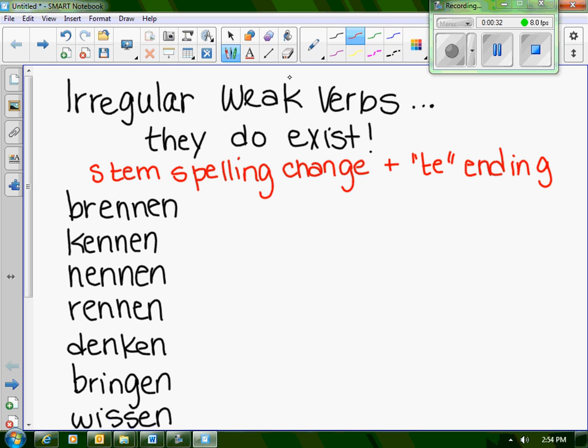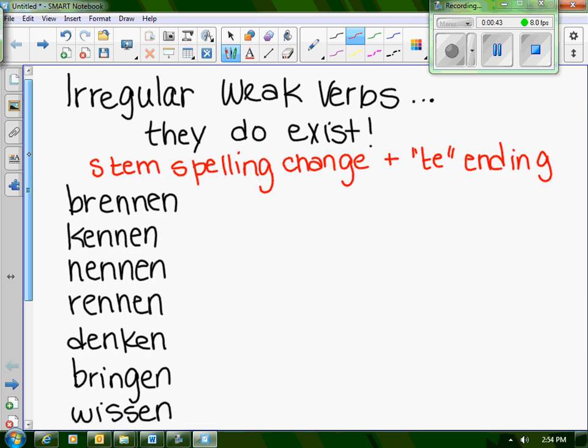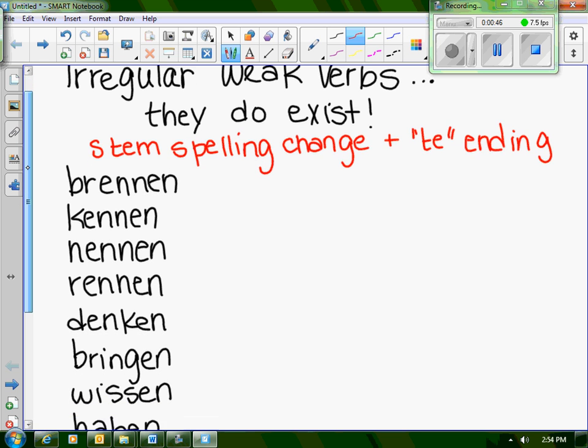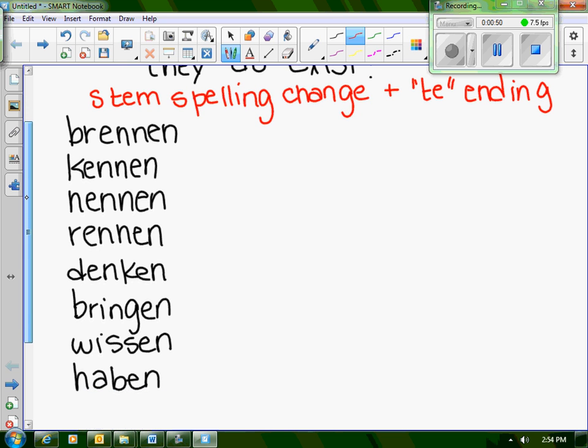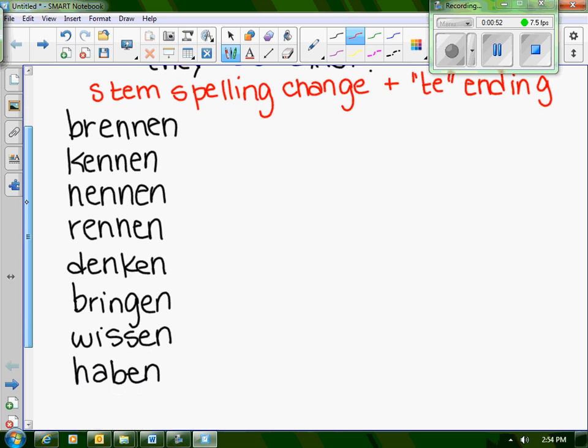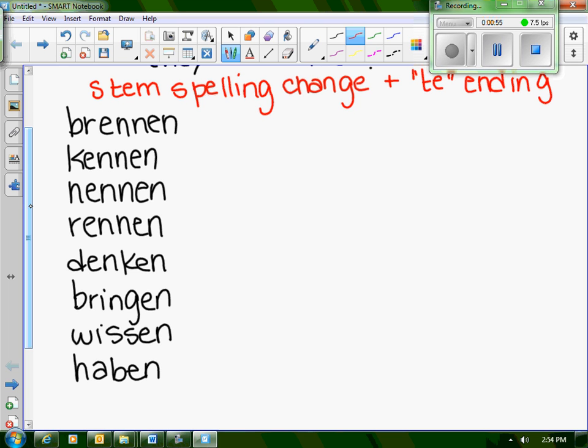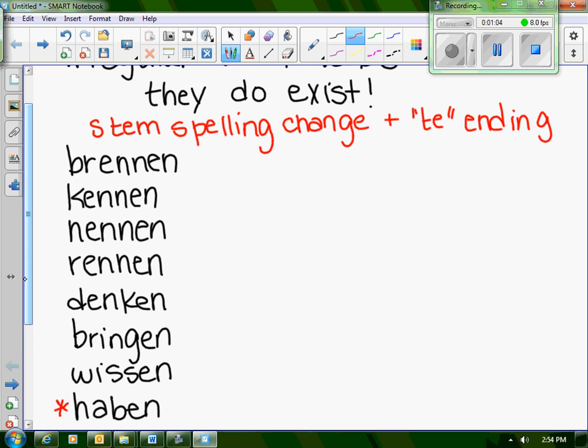They are a combination of both a spelling change in the stem, but a TE ending, which is considered a regular verb ending. So again, let's take a look at this list. Brennen, kennen, nennen, rennen, denken, bringen, wissen, and haben. Haben is kind of its own little thing. It does not have a vowel change, but a consonant change, and we'll take a look at this together.